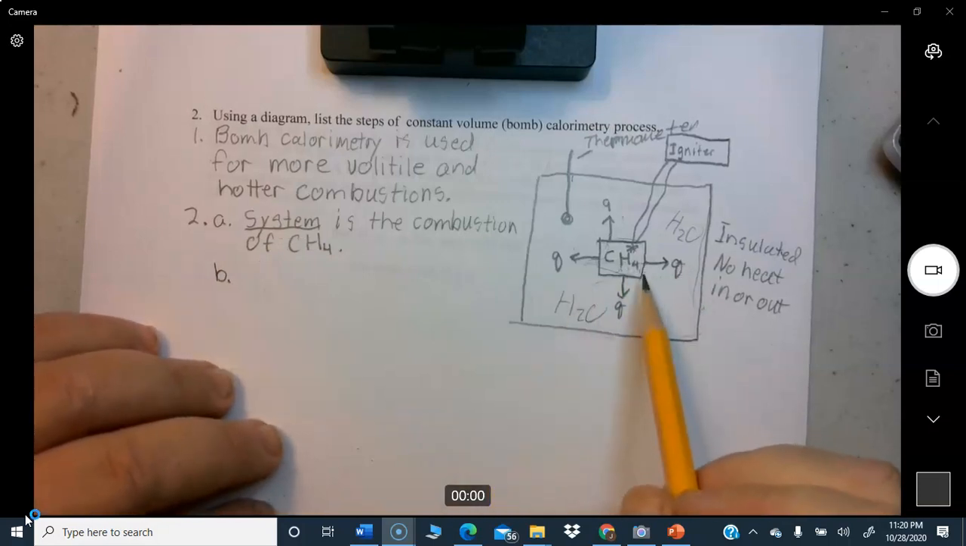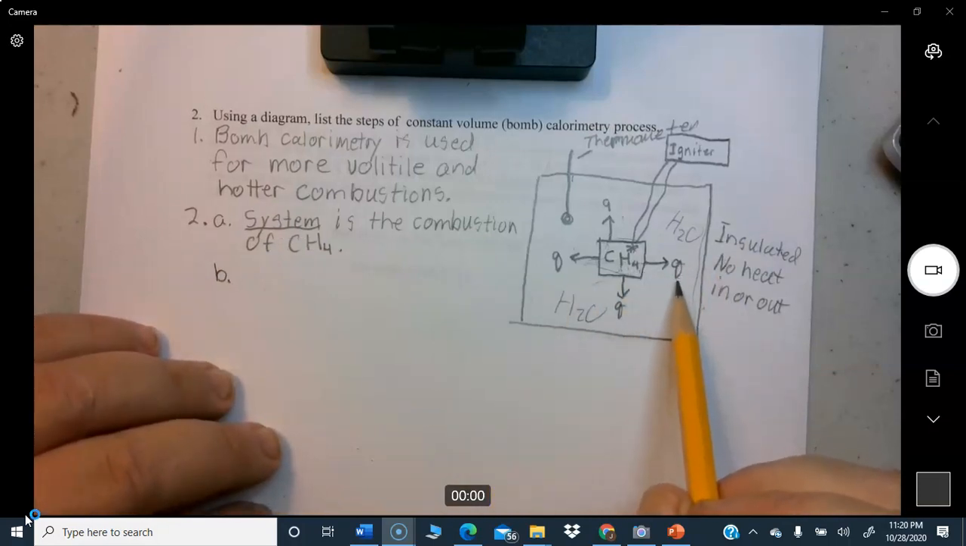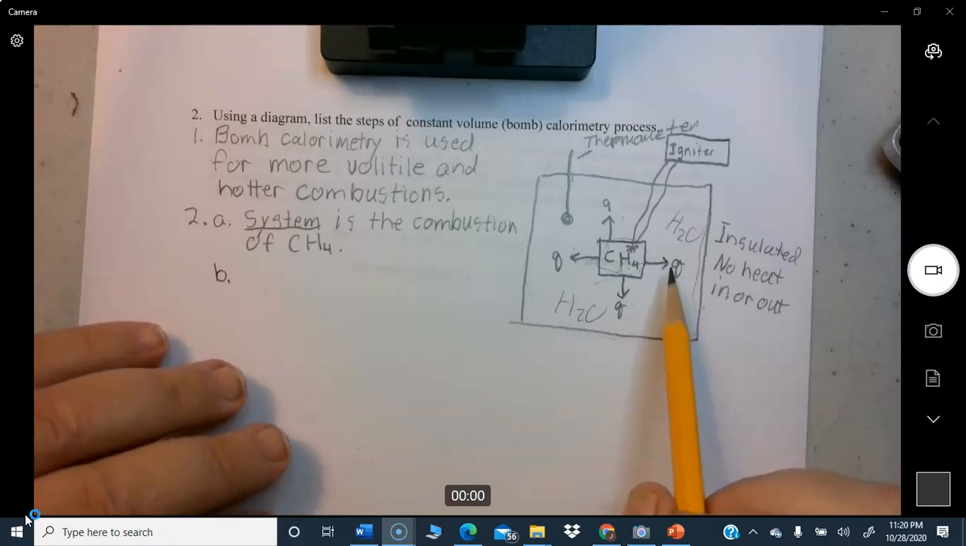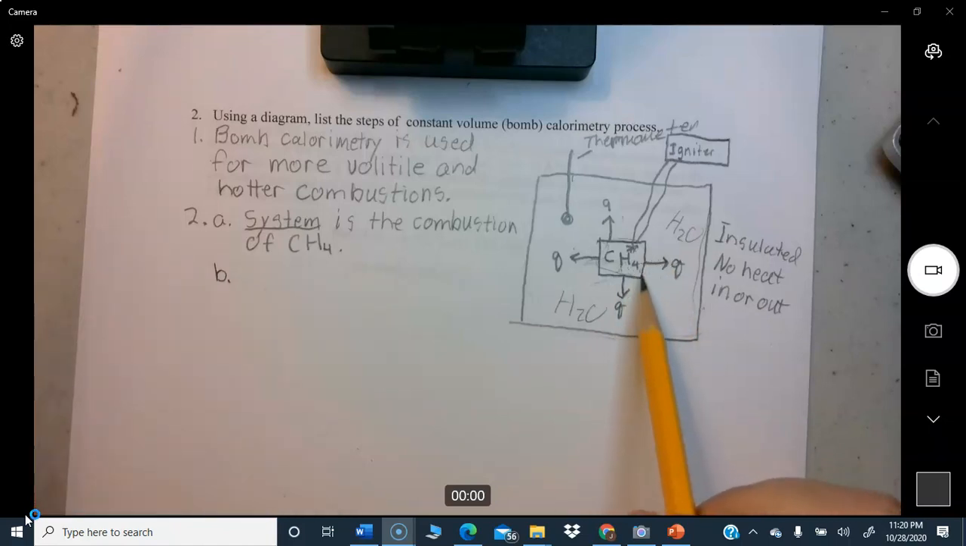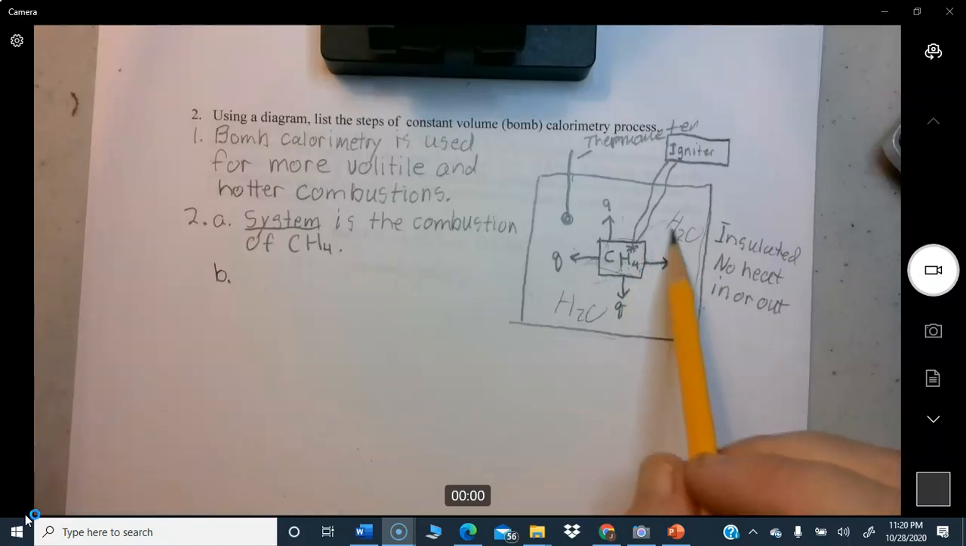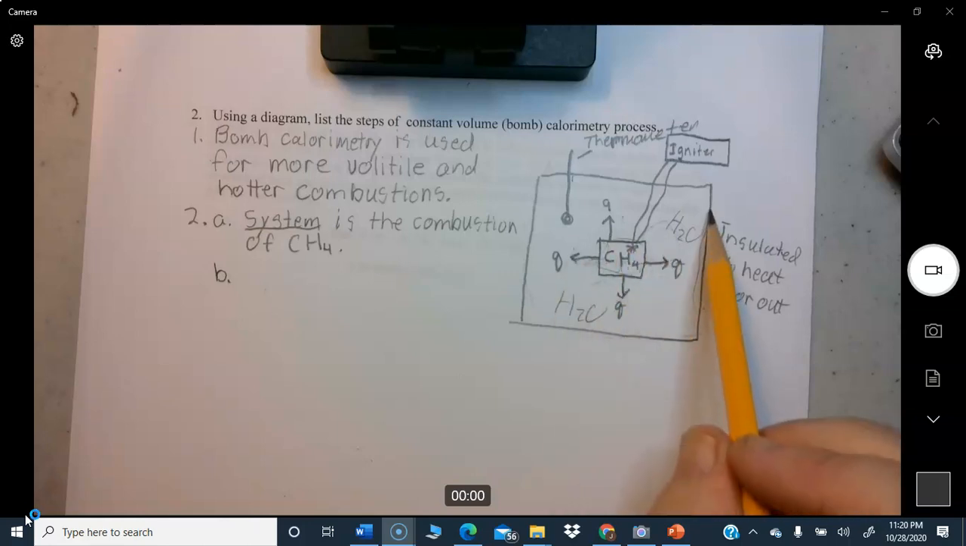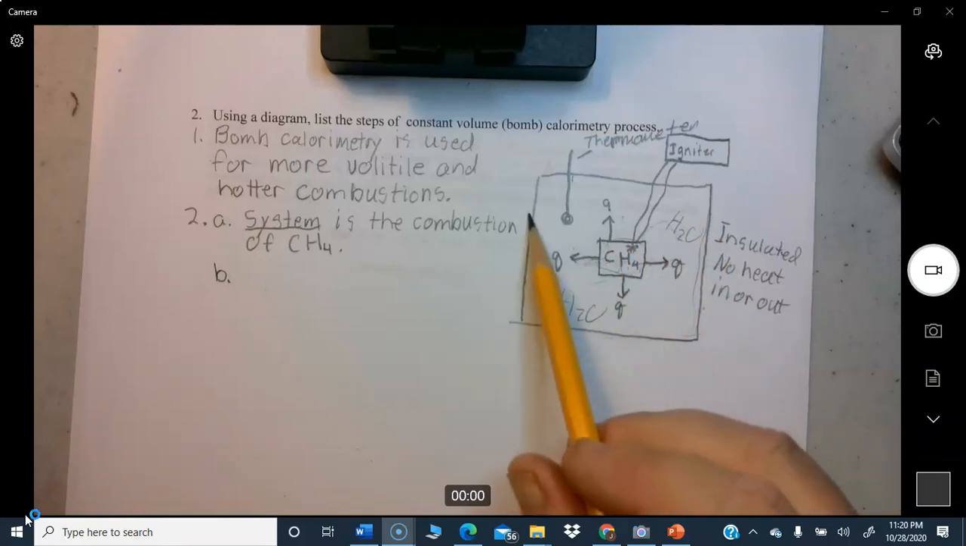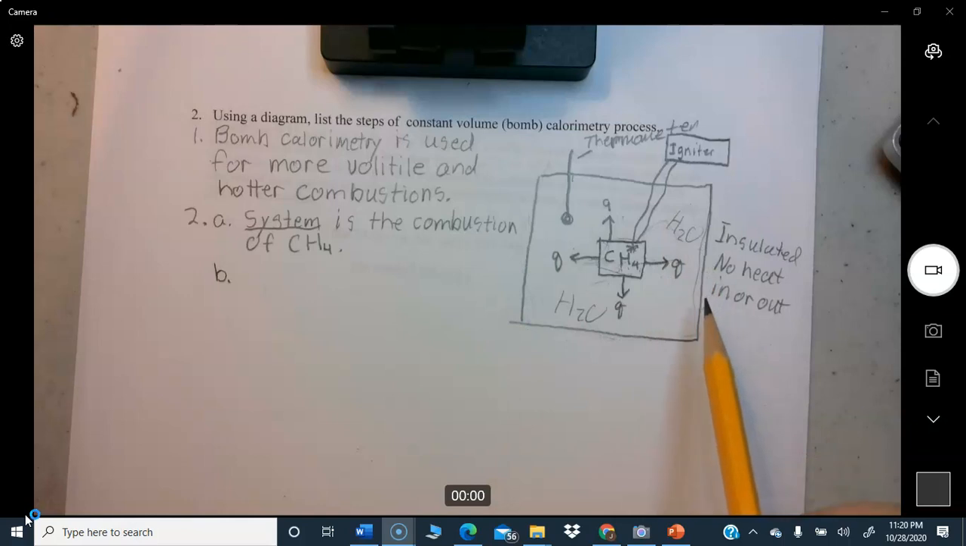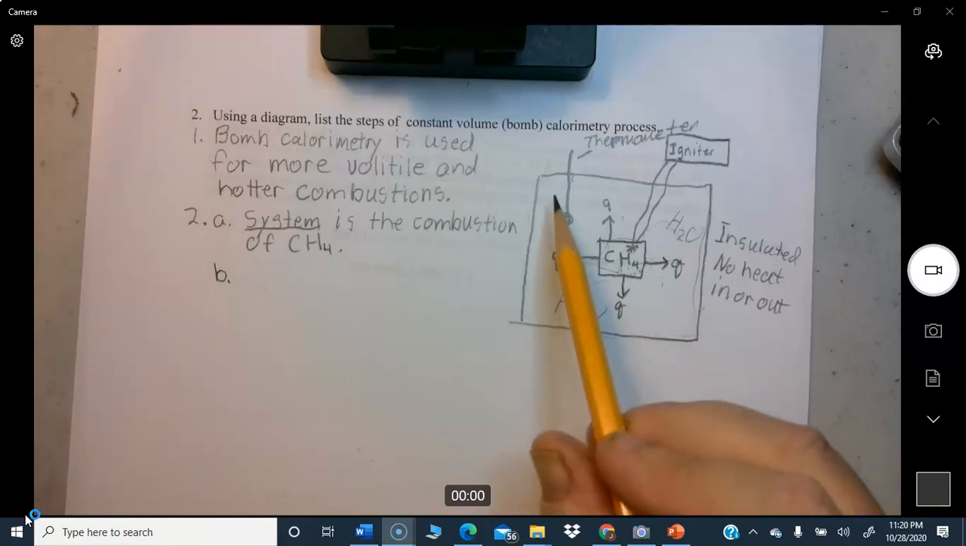Because the heat coming out is so extreme, we assumed in the coffee cup calorimetry, in the last experiment, that the heat would be absorbed by the water and the sodium hydroxide. None of it was absorbed by the cup, by the actual container. The heat coming out of this is so extreme that it will not only be absorbed by the water, but it will be absorbed by the container itself.